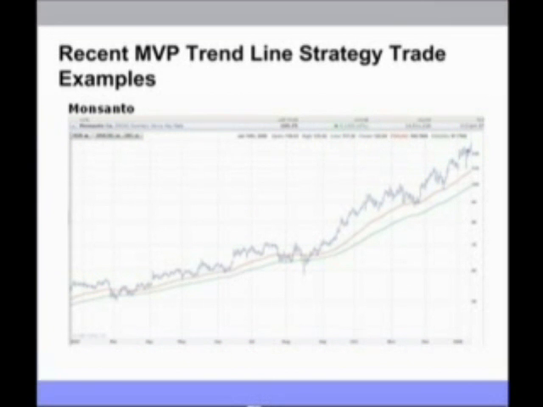And here's another example. This is for Monsanto. And in this chart, we can't actually see the crossing of the 40-day above the 80-day. That occurred prior to this one-year chart.